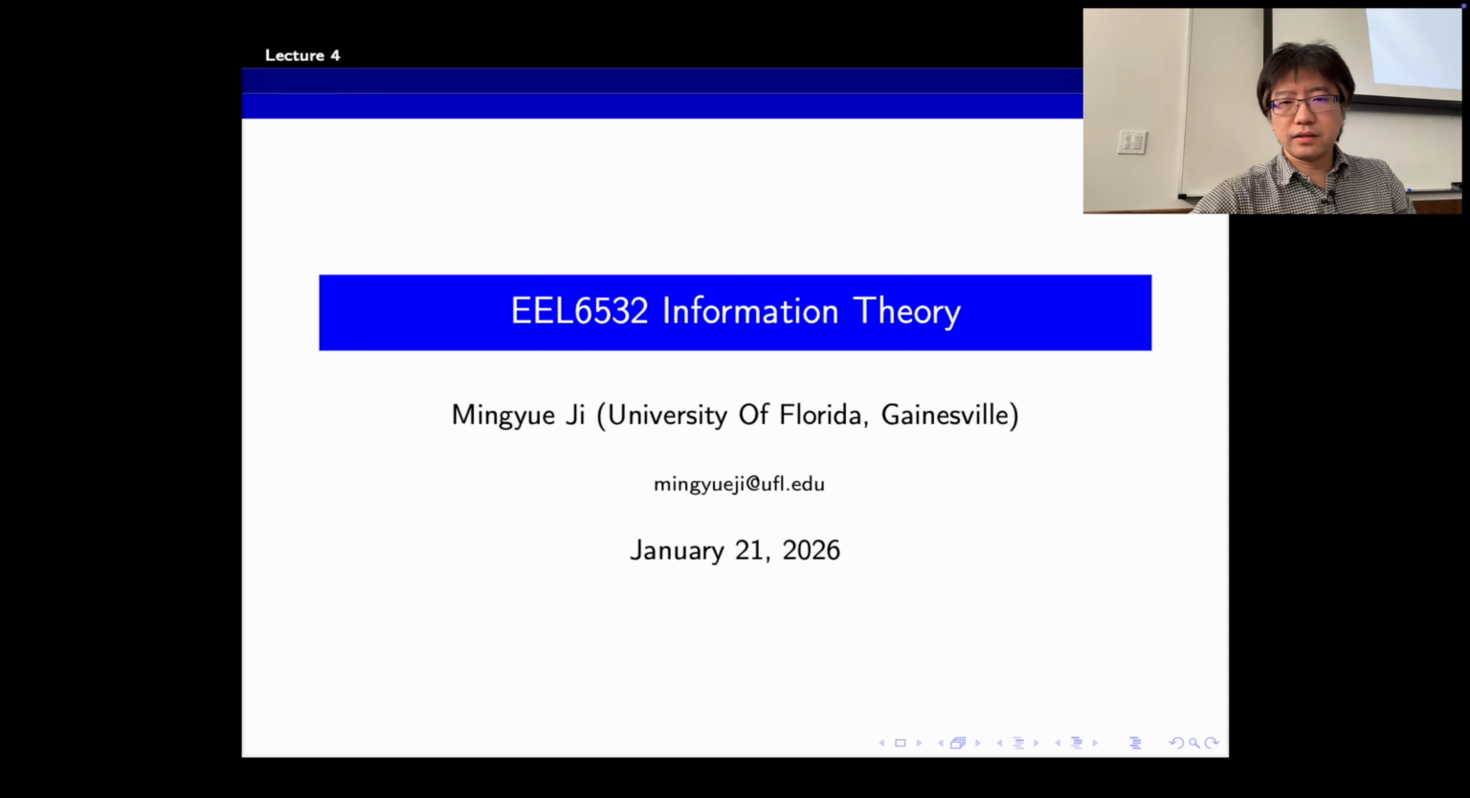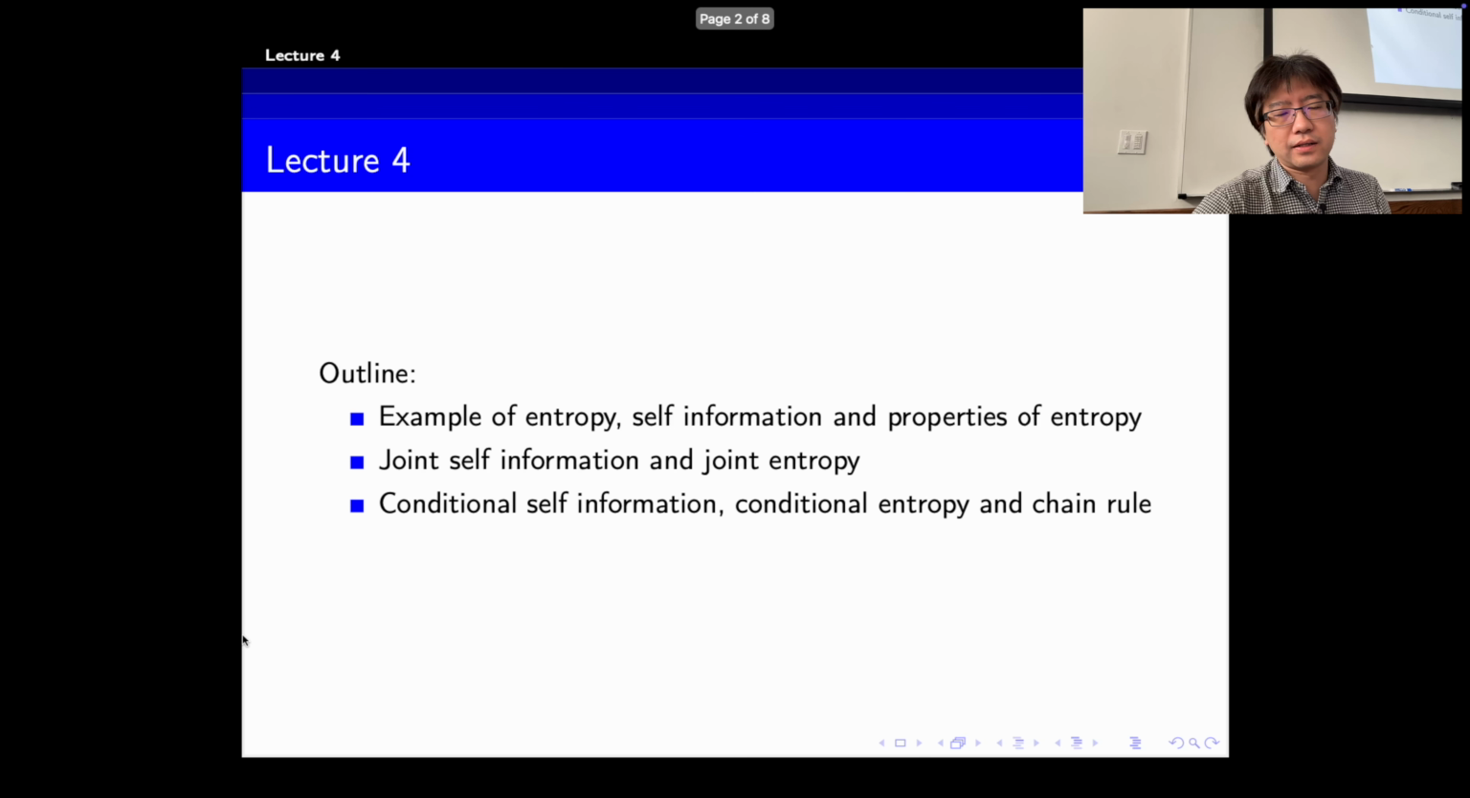Okay, let's get started. Let's review what we covered in our last lecture. We talked about three topics. The first one is an example about entropy, and in particular, the binary entropy function. If I have a random variable that takes 0 or 1 with some probability, then we can compute the entropy function. Then we talked about self-information, and the properties of entropy.